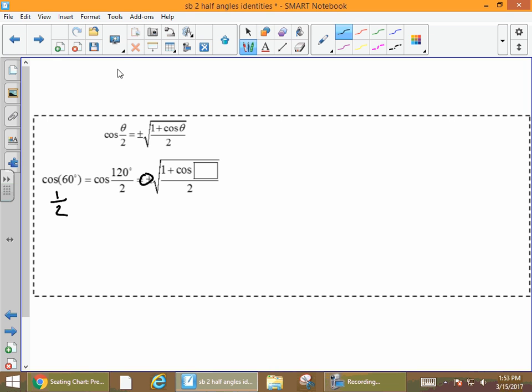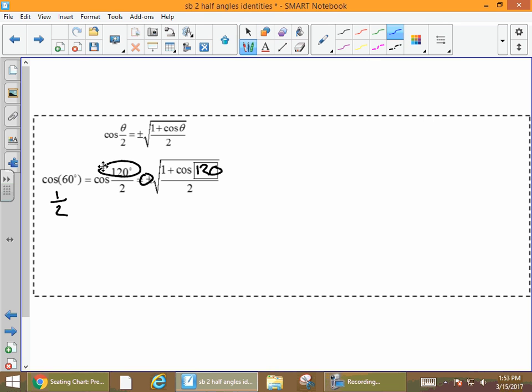So we know it's a positive sign because it's in the first quadrant. We're going to fill in this box with what our theta is. So in this case, it's 120. So we have the radical of 1 plus cosine of 120 over 2. This theta is always going to be the theta that is over your 2. It's not going to be the original angle we started with. So it's not going to be cosine of 60 inside the radical. It's going to be cosine of 120.